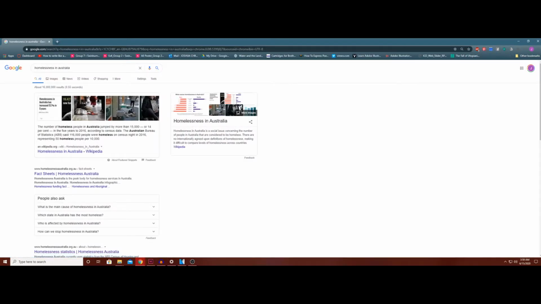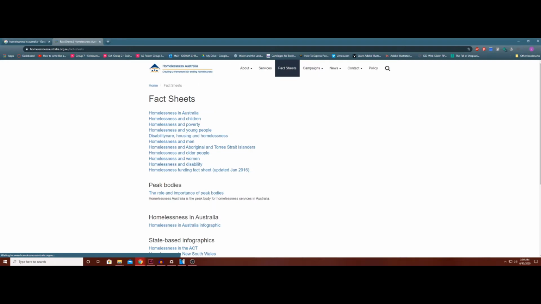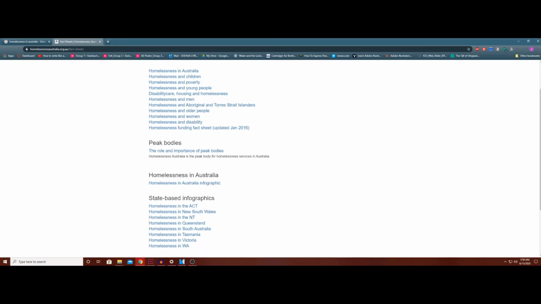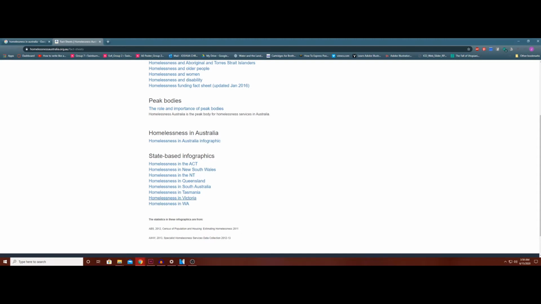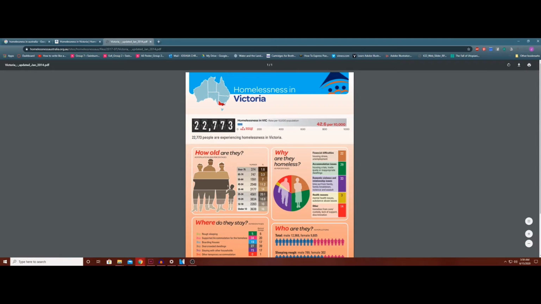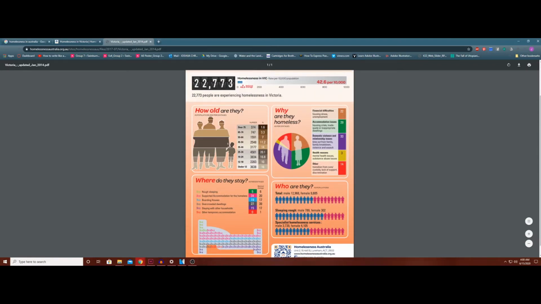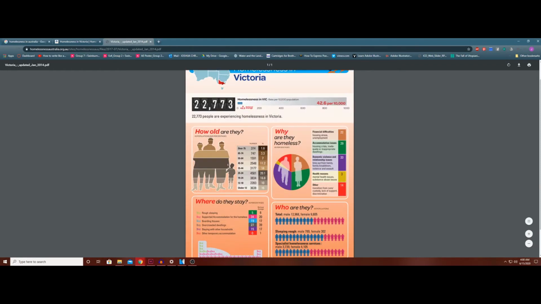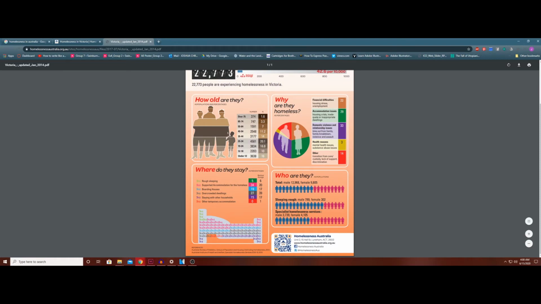Homelessness in Australia. There are lots of news about homelessness in Australia, but you want to see something that's .org.au, because .org.au usually is a legal organization. So for example, you want to have a look at Victoria, because our project is in Victoria. This is the information that we have here for general guidelines, to see why they are homeless, the reasons why they're homeless, and where they stay.